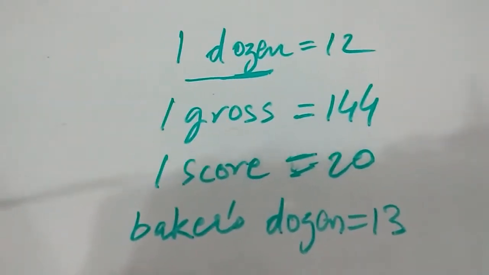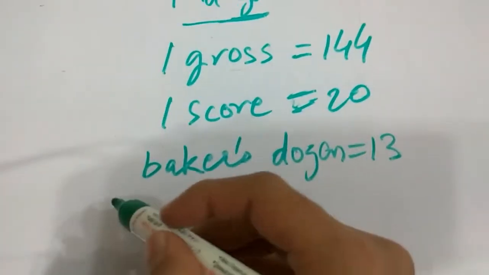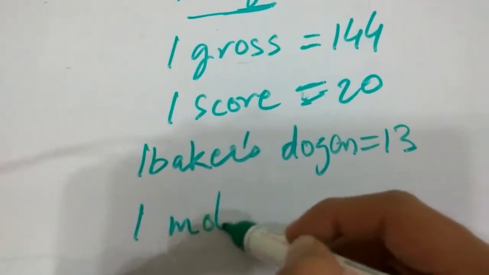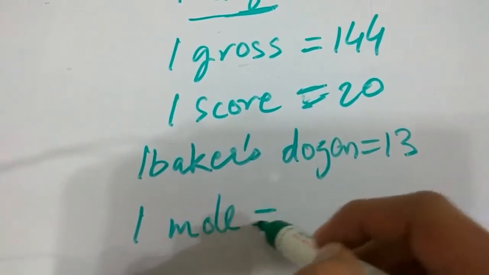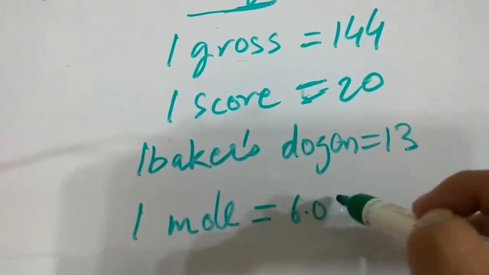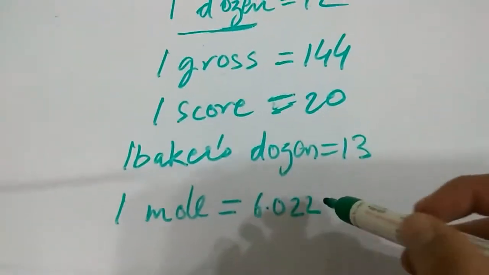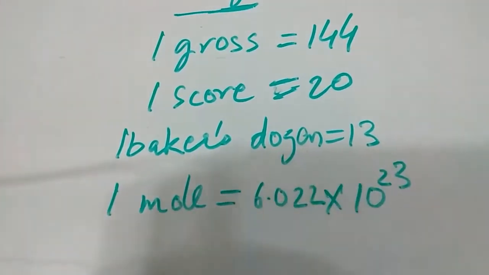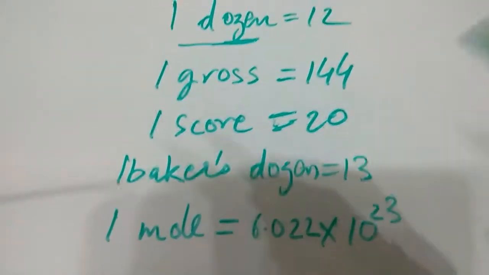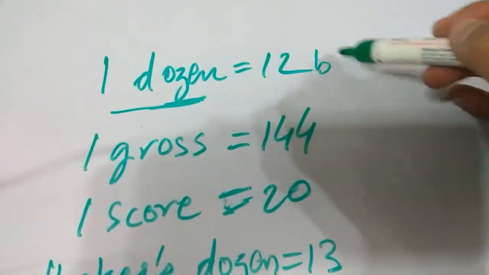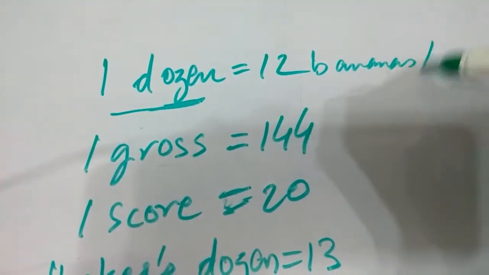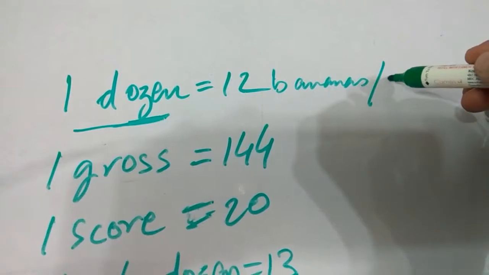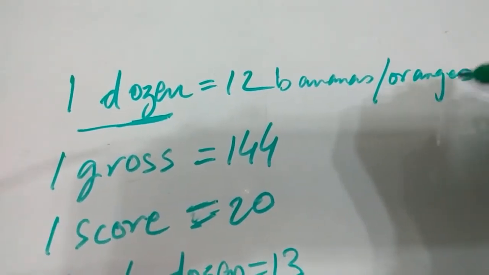So what is a mole equal to? 1 baker's dozen is 13. 1 mole is equal to 6.022 into 10 raised to the power 23 of anything. This can be bananas, or 1 dozen bananas, 1 dozen oranges, anything.